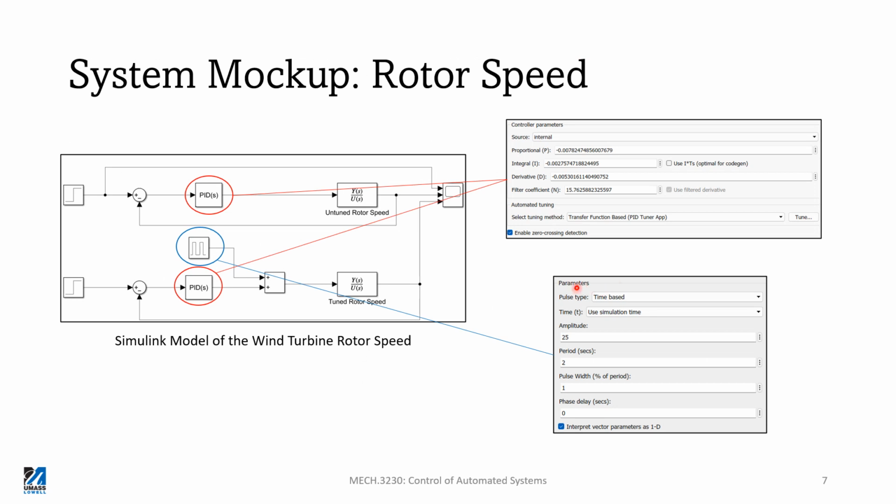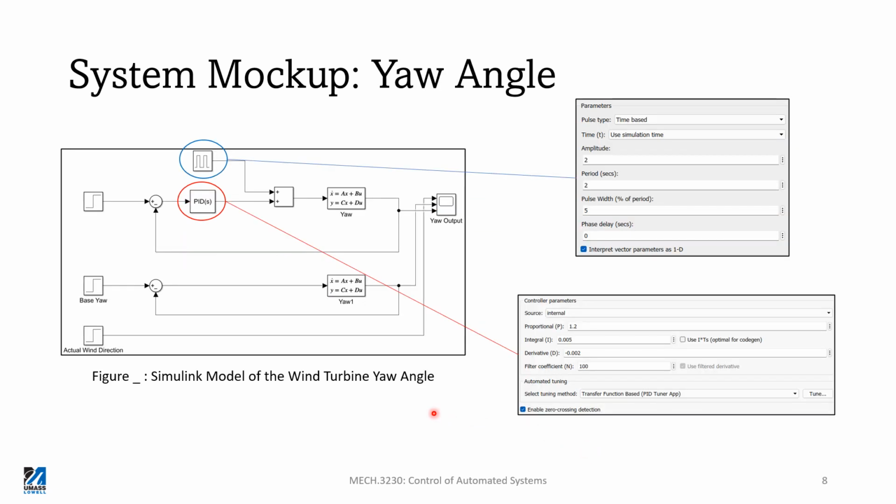System mockup for the rotor speed. It's a simple feedback control loop system. For the PID, these were the gains created by the auto-tuning feature, and this disturbance block, which is modeled as the wind, parameters can be seen here. Similarly, for the yaw angle, these were the iterative gains used and the parameters from the pulse block.